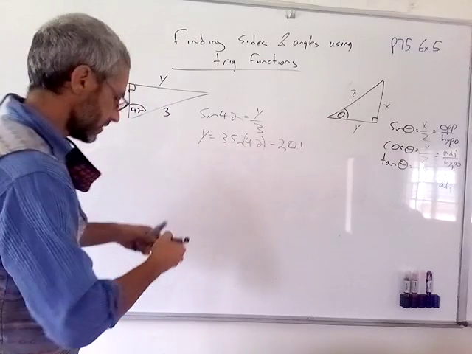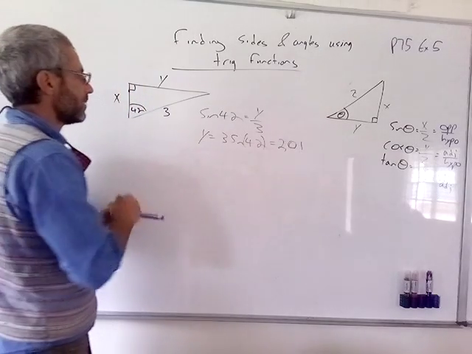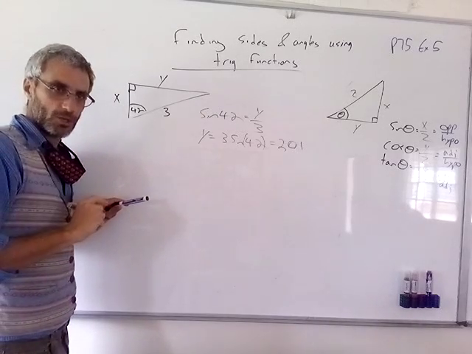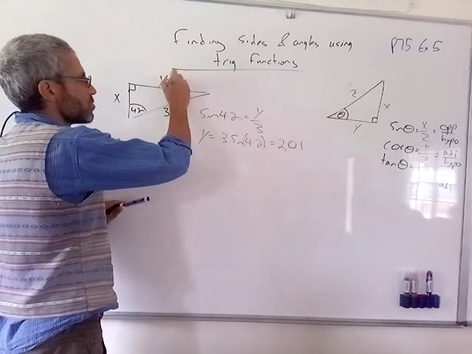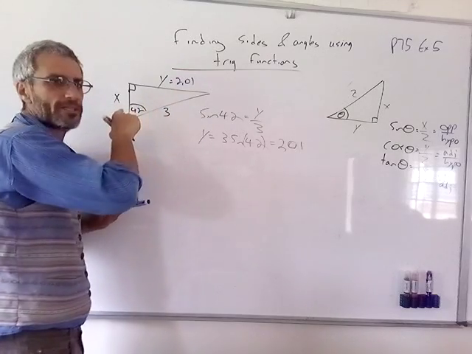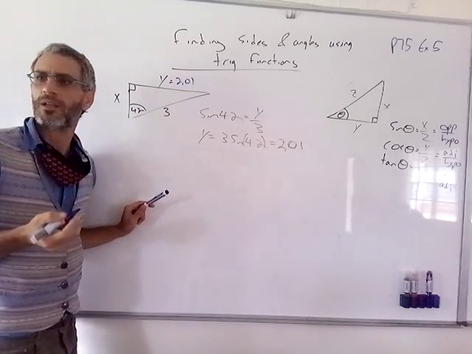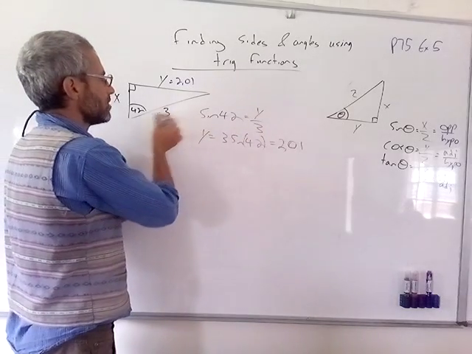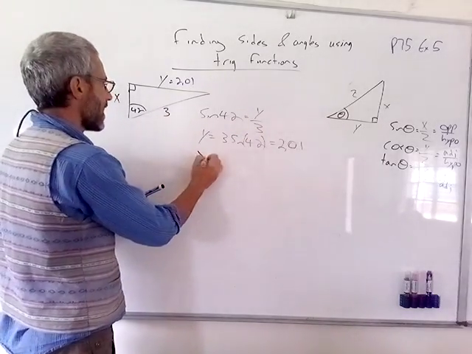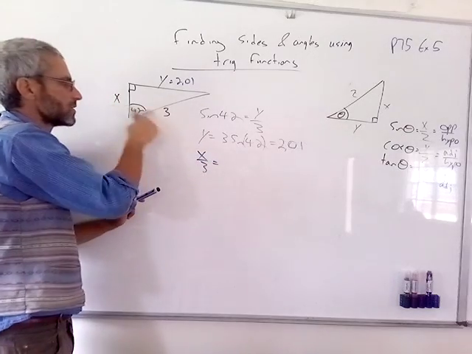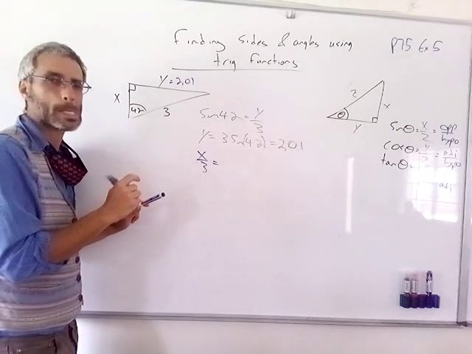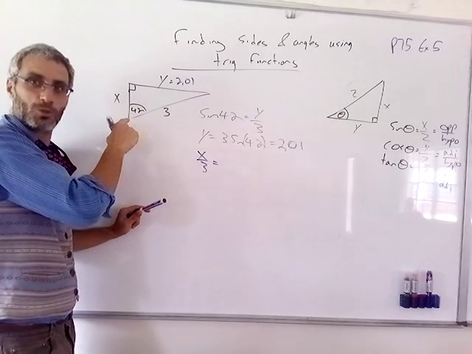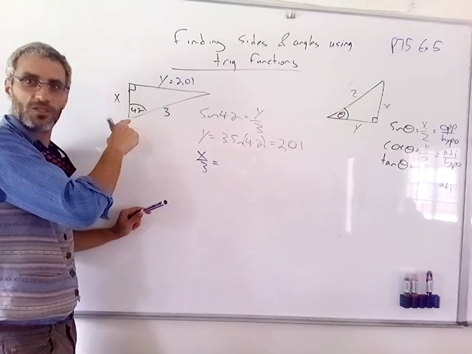Right. How are we going to find x? I could use Pythagoras. Once I have y equal 2.01 and 3, I can use Pythagoras, but that's too boring. Let's use trig. So if y over 3 was sin 42, if I do x over 3, what is that going to be equal to? Cos. It's cos, Peter. Well done.